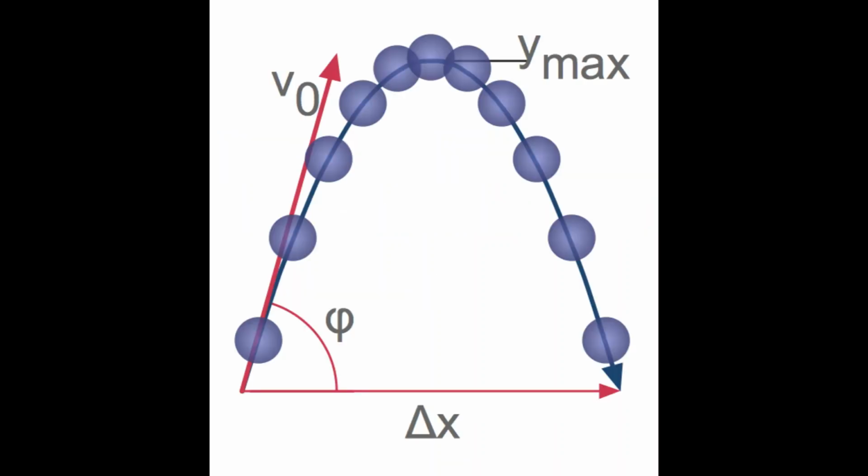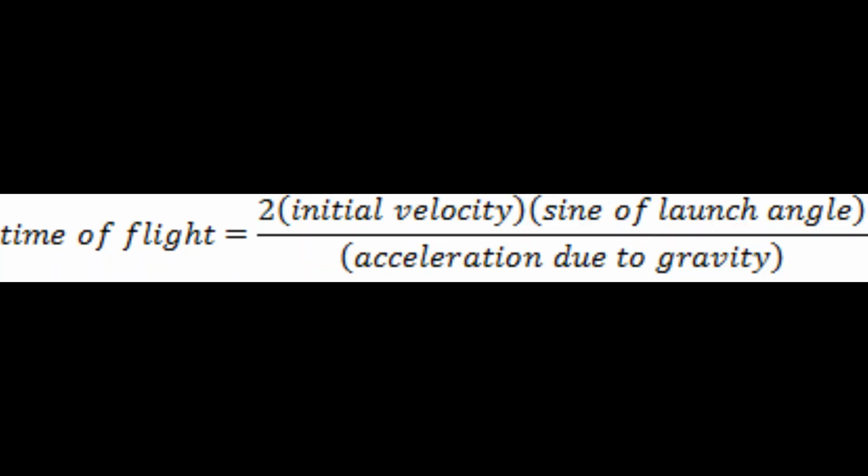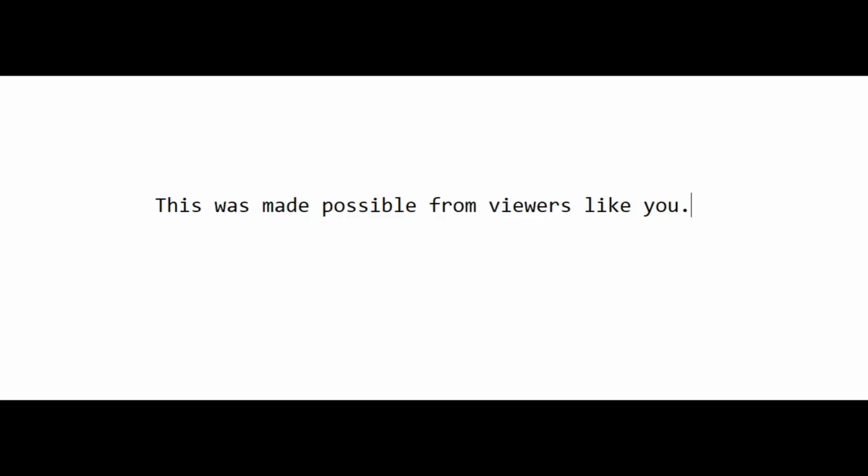Using the concepts we learned about objects in projectile motion, such as the acceleration in the y direction is constant and the velocity in the x direction is constant, we can theoretically calculate time of flight by using this equation. We know the initial velocity is 6.07 meters per second, the angle used in our demonstration is 45 degrees, and the acceleration is 9.8 meters per second squared. Plugging this into our equation, we get 0.98 seconds, which is close to our recorded time.